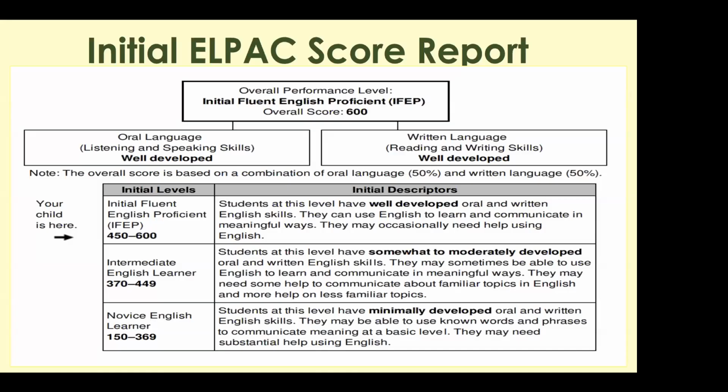This is a sample of what your child's Initial ELPAC score would look like. Your child's overall score and performance level are shown. This test has 3 performance levels. Your child's overall score is a combination of the oral language level, listening and speaking, and the written language level, reading and writing. This table shows the 3 performance levels and their score ranges, followed by a short description of the English skills that children at the performance levels typically have.